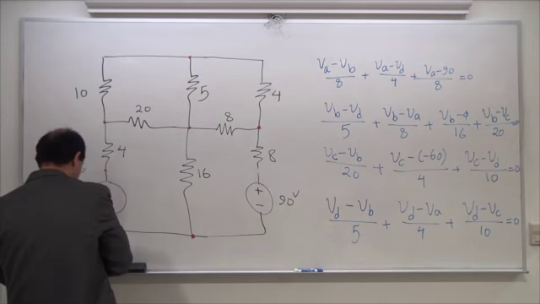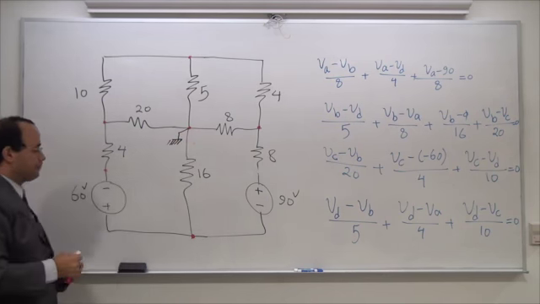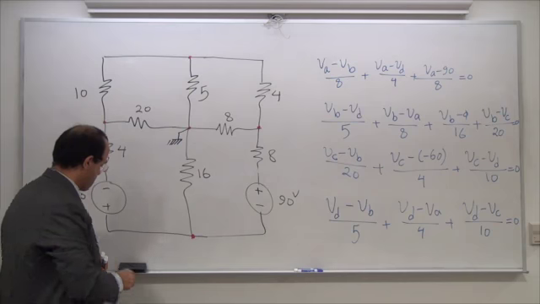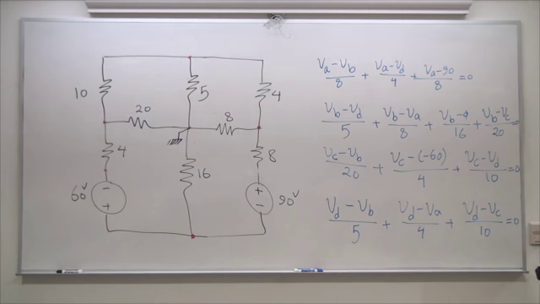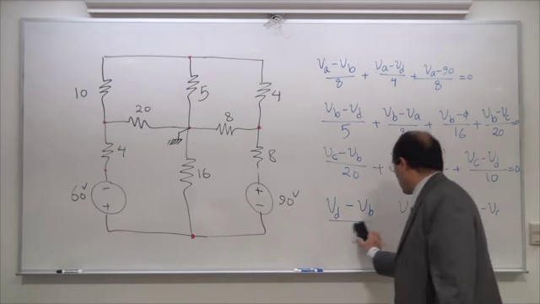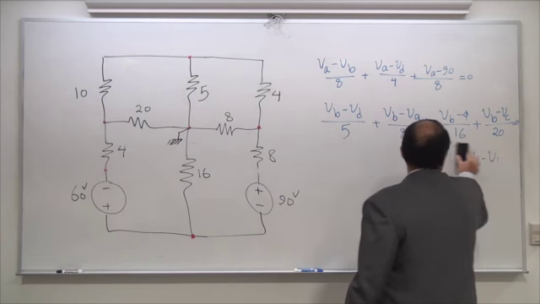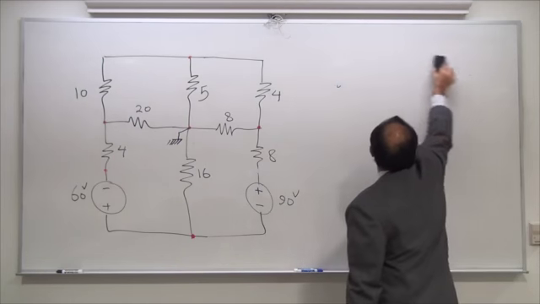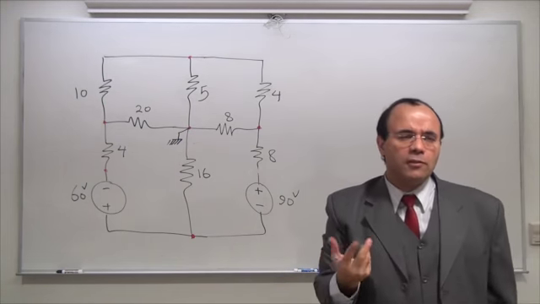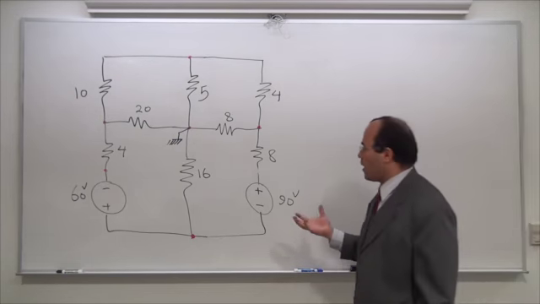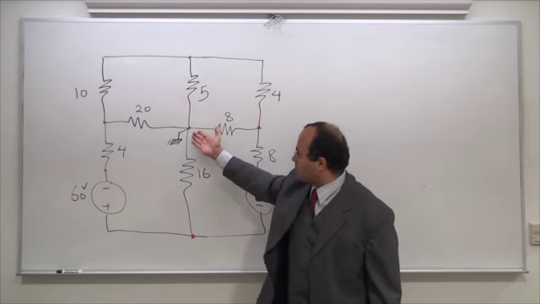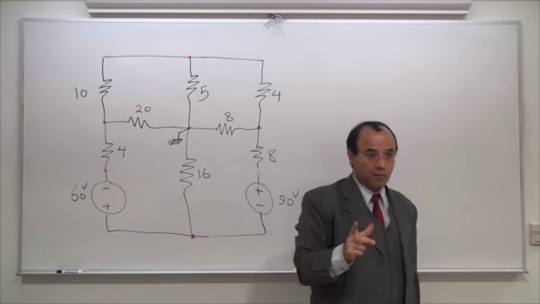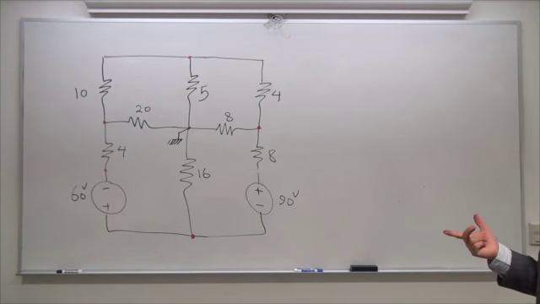Okay. The book says this is your reference node. I'm going to erase this part. The question you need to ask yourself is, are my power supplies, the voltage sources, somehow grounded? I don't see any connection between this and the ground. I don't see any connection between this and this. So I do have a supernode. The next question you need to ask yourself is, where is my supernode?